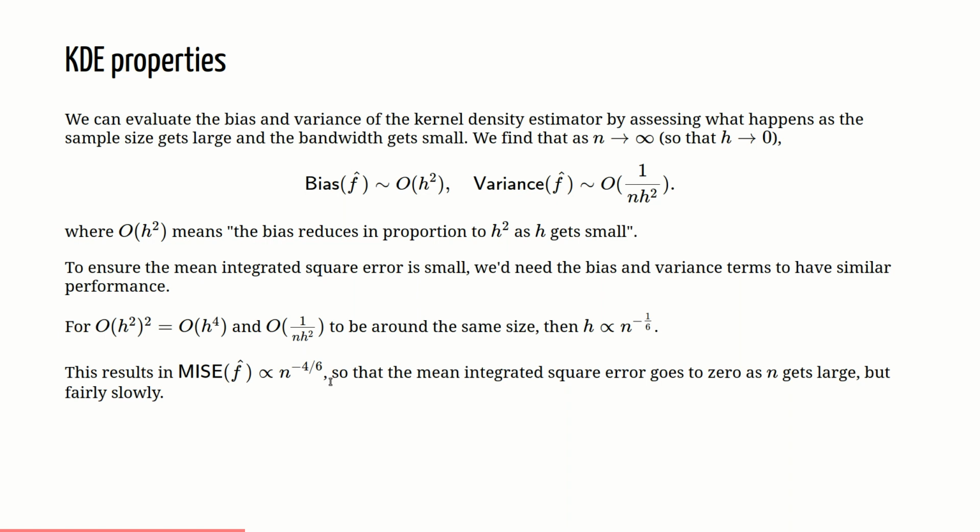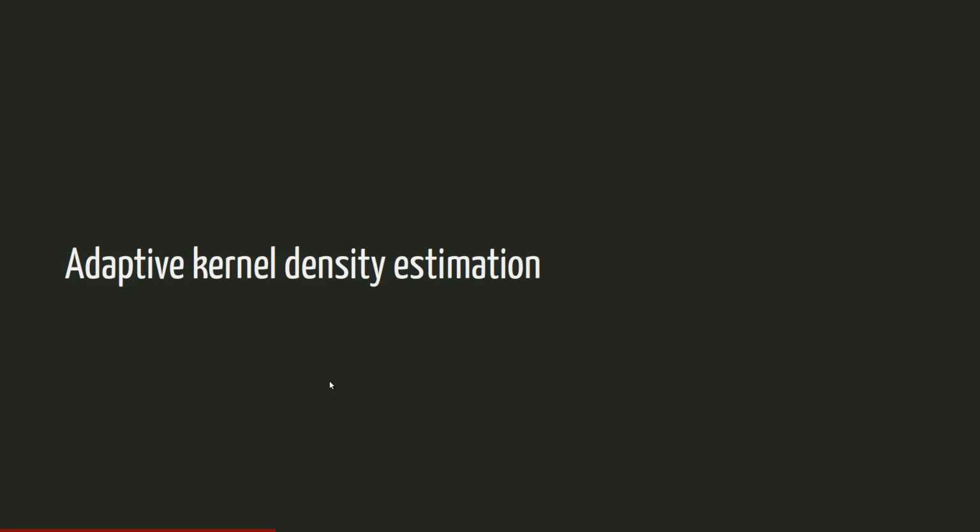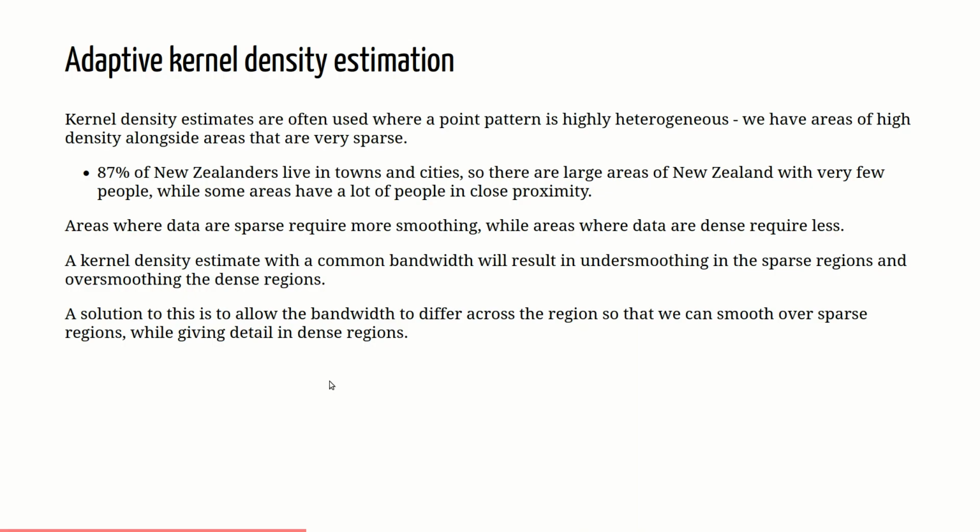And that basically comes down to the fact that we're doing a lot more work with a kernel density estimator. Instead of estimating a single value, you're estimating a function across a surface. So this is like an infinite dimensional thing. It's a hard thing mathematically to deal with. But it turns out that we can do better. And we can do better using an adaptive kernel density estimate.